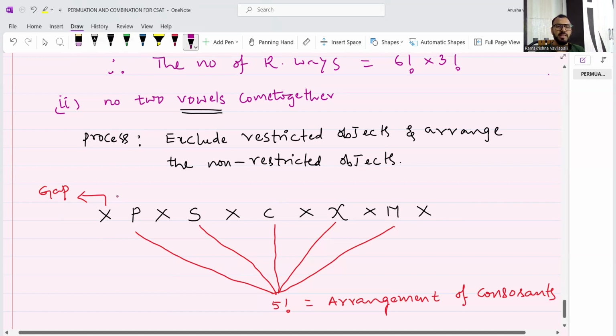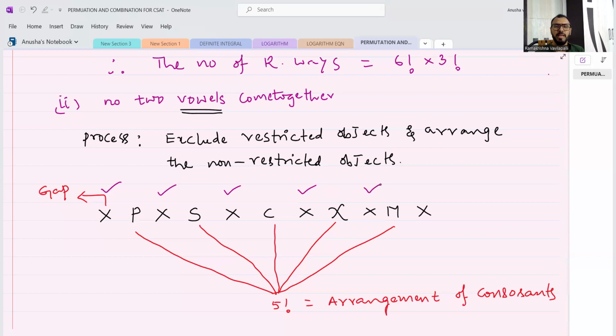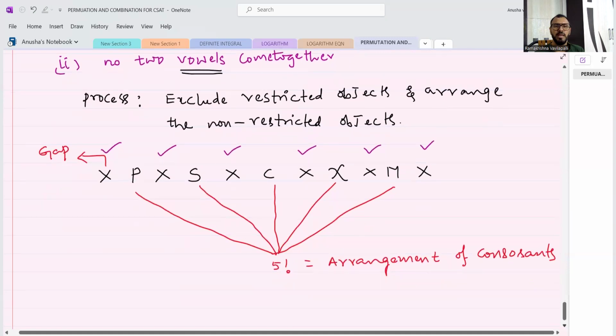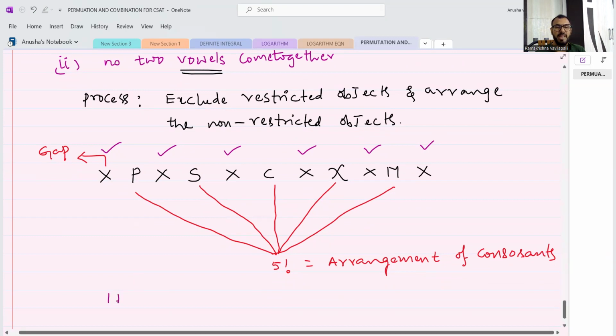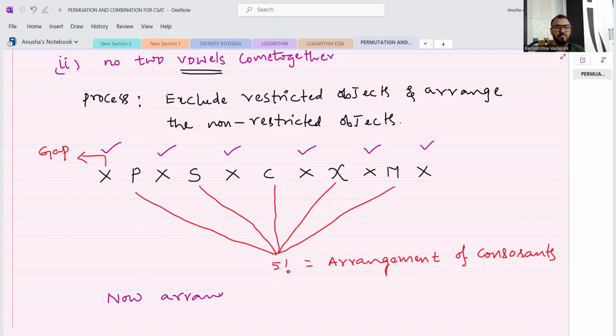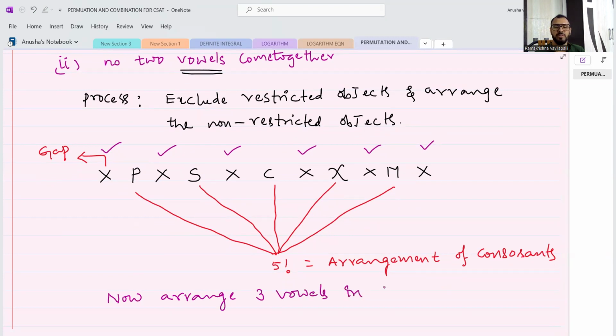Well, this is gap 1, this is gap 2, this is gap 3, gap 4, gap 5, gap 6. Now, that no two vowels come together means we have to arrange those 3 vowels in these 6 gaps.